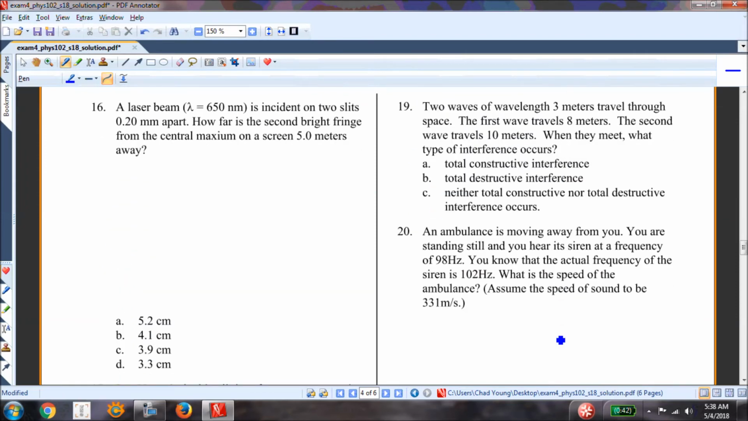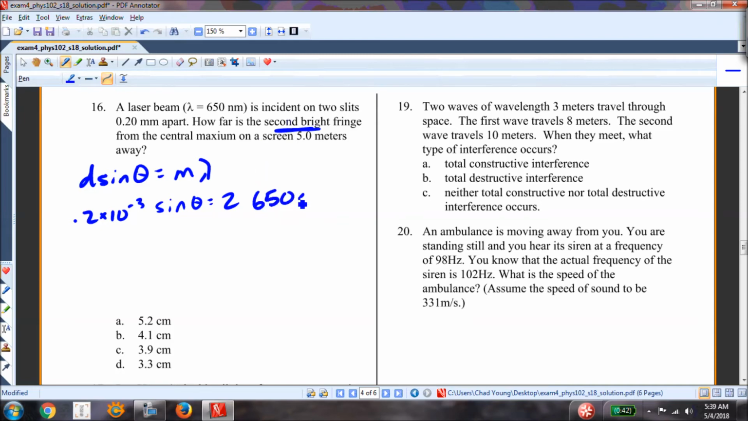Okay, here I have two slits, double slit. I want to know how far is the second bright fringe from the central maximum on a screen that's 5 meters away. So I say d sine theta equals m lambda, 0.2 times 10 to the minus 3 sine of theta equals m, which is 2, the second bright fringe, times lambda, which is 650 times 10 to the minus 9.